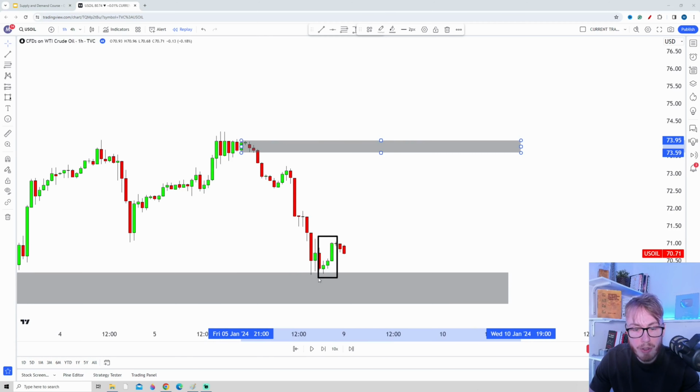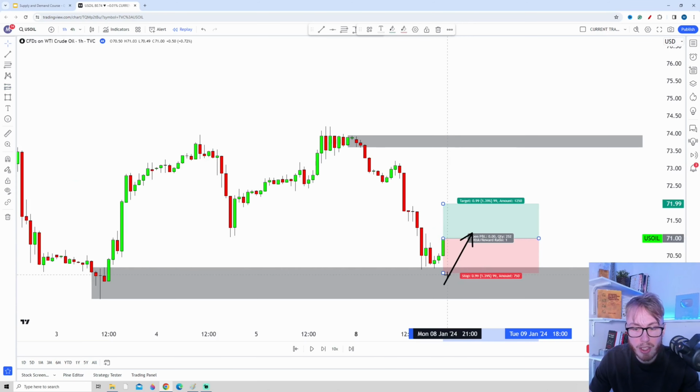And what we're looking out for here is a reaction of the demand. So in this case, you saw the price wicking down to the demand area multiple times. And then we saw a strong green candle, and this can actually act as our entry signal. So we enter our long position right here.